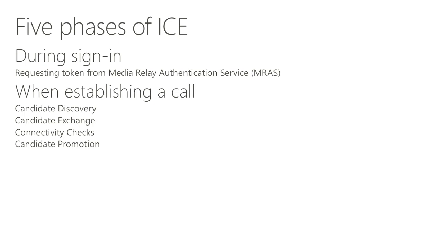The first phase you will only see during the sign-in of a client or when you start up a server, and then to refresh the credentials. That's about requesting a token so that the endpoint is allowed to use the so-called Media Relay Authentication Service, the MRAS. So basically, when we sign in, we learn about this is the Edge server to use, and here's a token that will enable you to use the Edge server whenever you need to. Happens once. And then, when you establish a call, every time you establish a call, you see the following 4 phases.